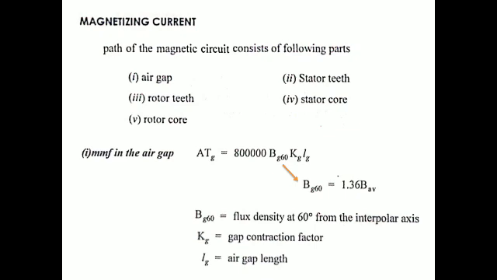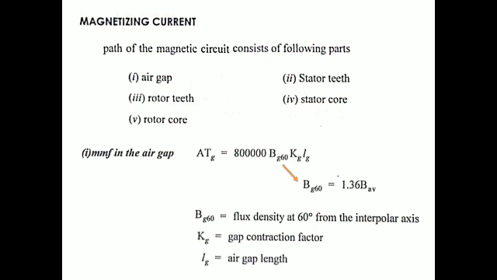So go one by one. The first one is the mmf in the air gap. Here a lot of assumptions are taken into consideration. For the air gap mmf, we discussed this in the very first unit: ATg is equal to 800,000 times Bg, the air gap flux density. But here it is Bg60. That value is related by a plot. In that plot, to get the flat value of flux density, we go with the 60 degree angle.